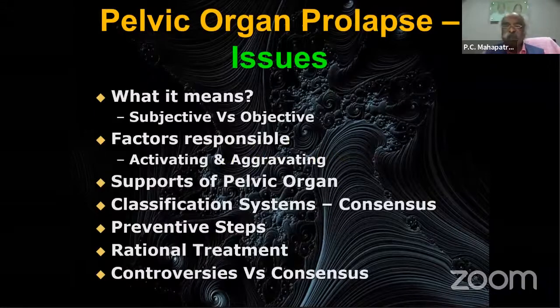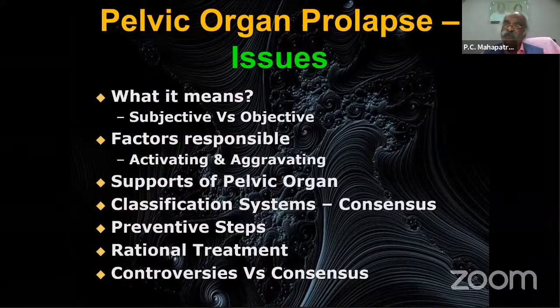So the issues: what does pelvic floor repair mean? I think it's a common thing. It's understandable that when the anterior vaginal wall, the posterior vaginal wall, or the apex descends below, that is known as a prolapse. Now the question comes, the normal level.